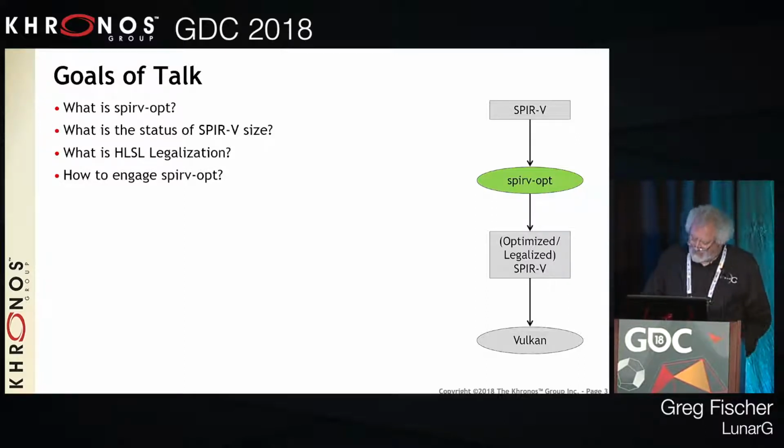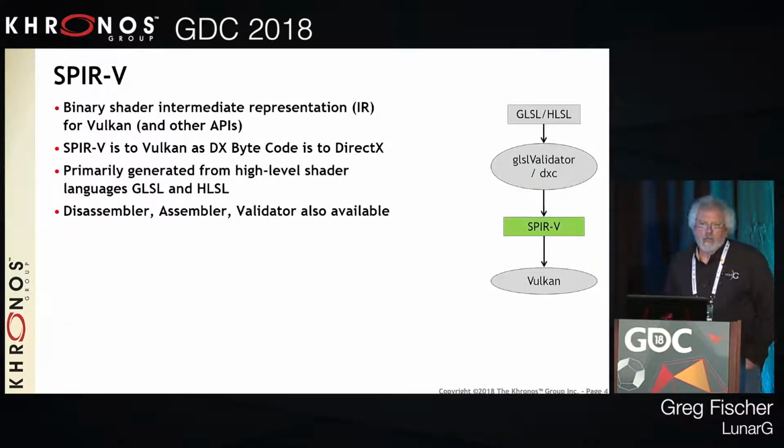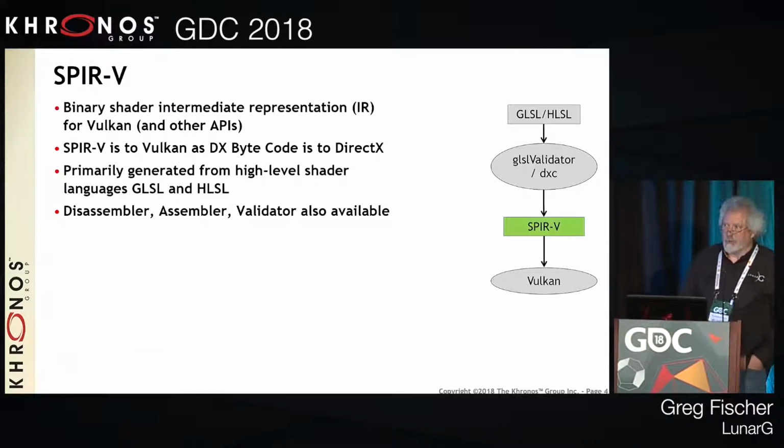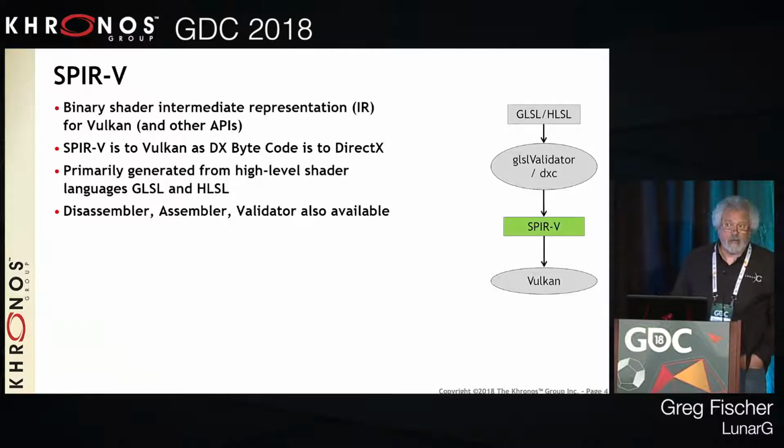All right, before we talk about SPIR-V opt, I'll just go over what SPIR-V is for those that might not be aware. SPIR-V is the intermediate representation for shaders for Vulkan. It's a binary format. SPIR-V is to Vulkan as perhaps DX bytecode is to DirectX. So maybe that's a way to think about it, and we'll see some other parallels as we go over this.